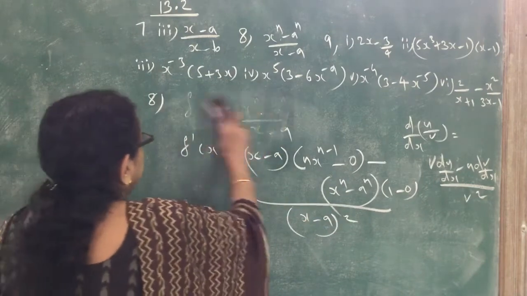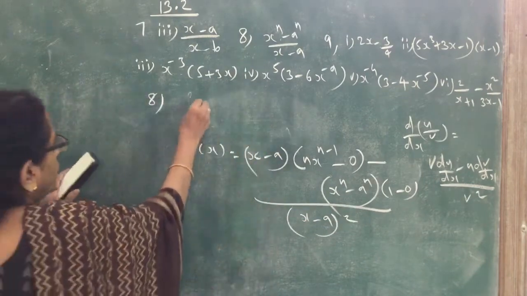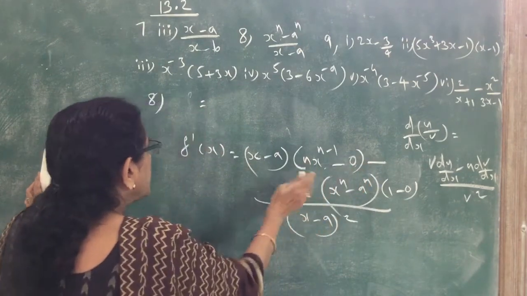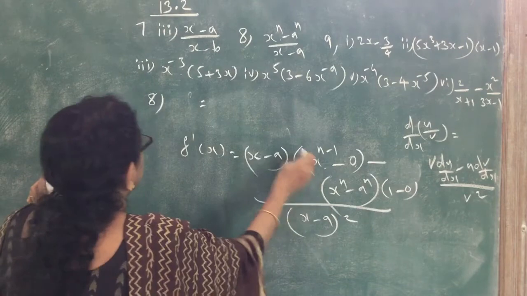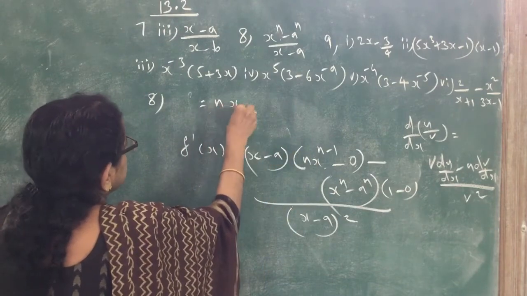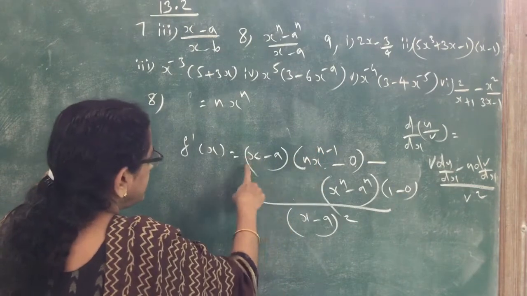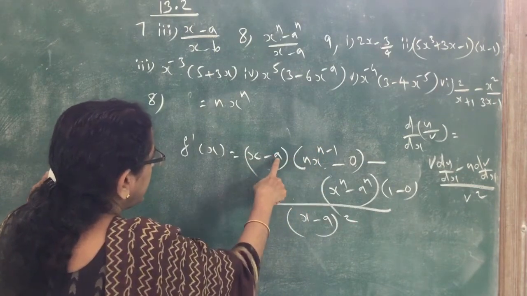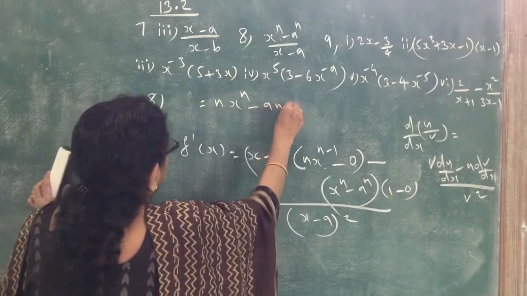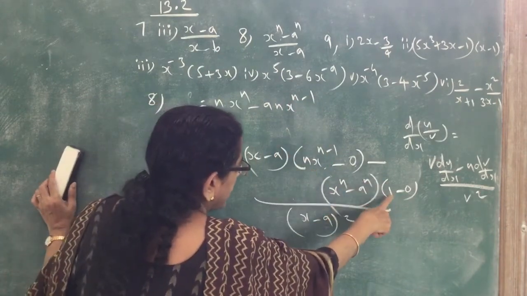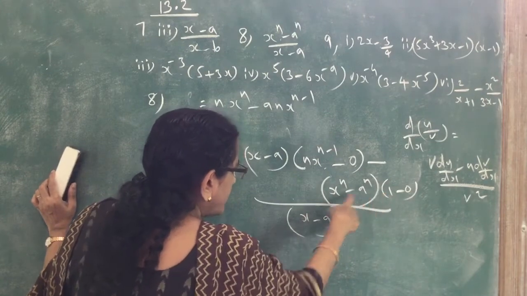Now simplify and write the numerator. So we get numerator x into, here minus 0 means same. So x into n x raised to n minus 1, that is n into x raised to n, x into n x raised to n minus 1, minus a n x raised to n minus 1, minus a into this. This minus, here 1 minus 0 is 1, 1 into this, same.